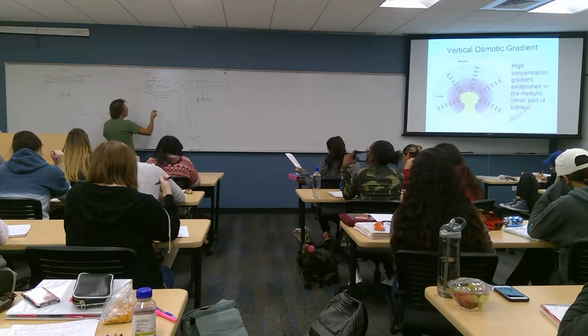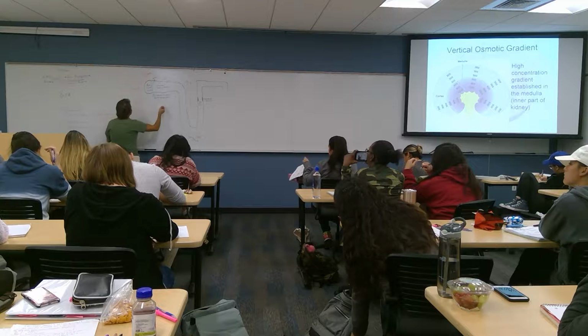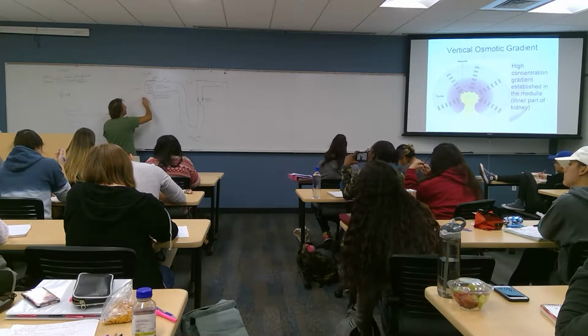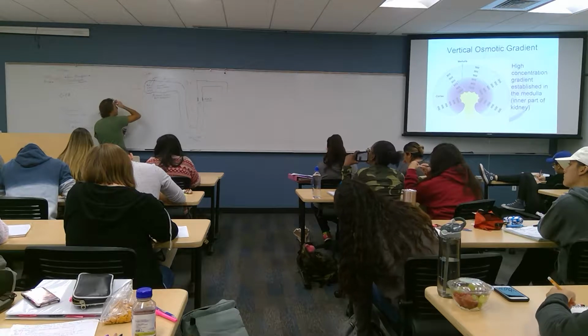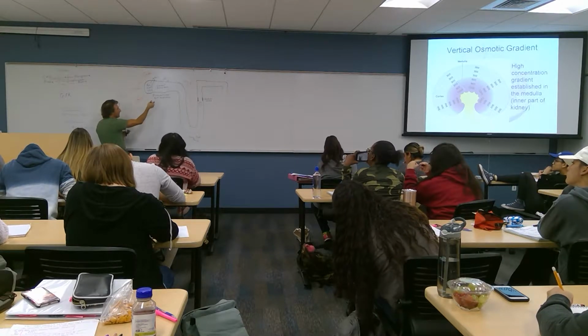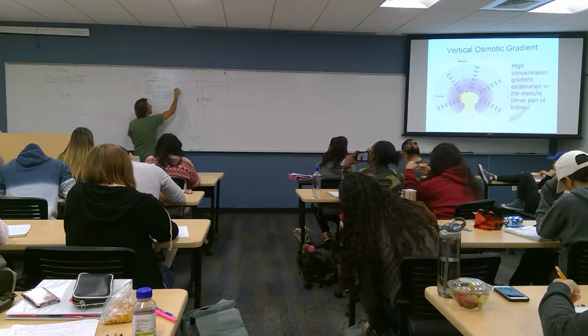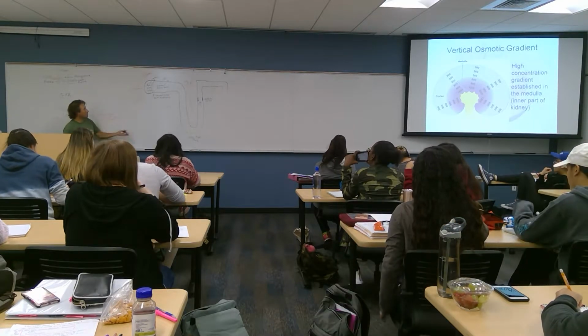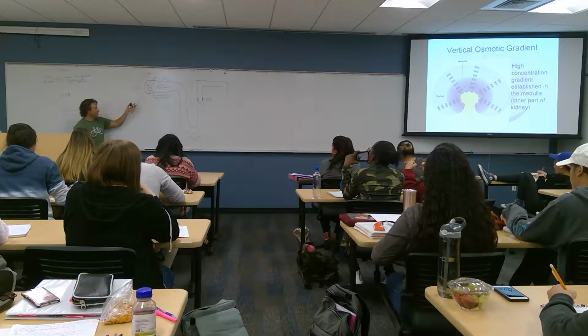The first thing to do is remember that isotonic is about 300 milliosmolar, and at the end of the proximal tubule, it's basically stayed that way because we're reabsorbing salts and water isotonically.